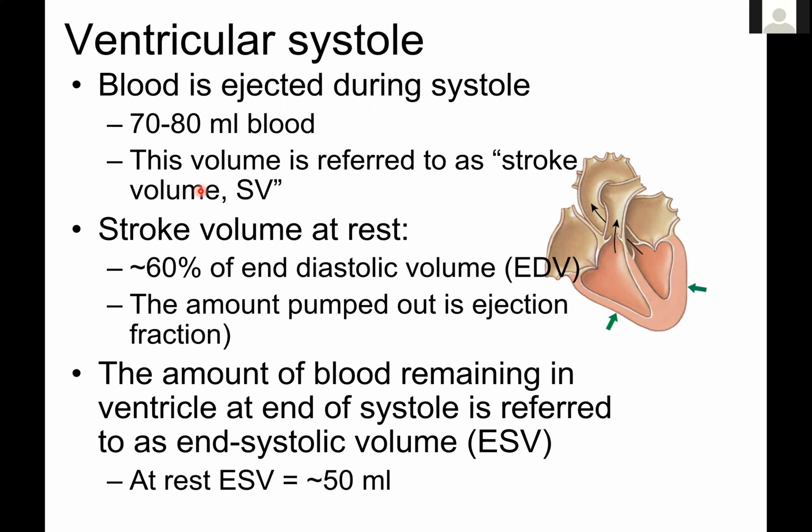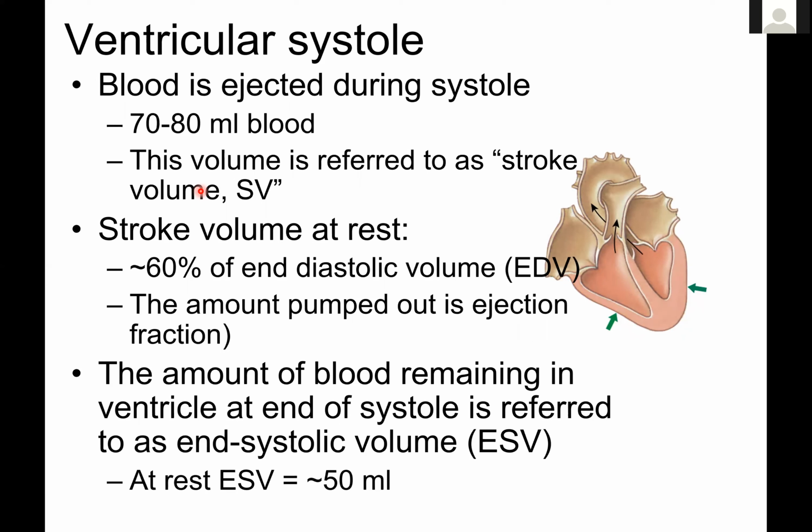So at rest, meaning what you're doing right now, just chilling, not actively exercising or anything like that, your stroke volume is about 60% of the end diastolic volume. So that's standard. The amount that actually manages to fully leave the heart, we call the ejection fraction. It's the fraction of the total blood that ended up in there that managed to leave. And the amount remaining in the ventricle at the end of systole is referred to as the end systolic volume.